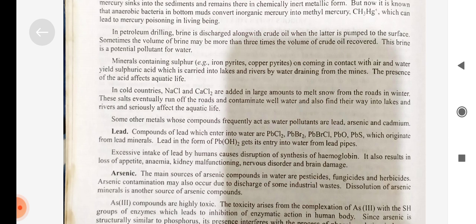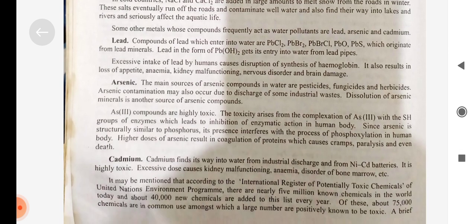These salts eventually run off the roads and contaminate well water and also find their way into lakes and rivers and seriously affect the aquatic life. Some other metals whose compounds frequently act as water pollutants are lead, arsenic and cadmium.